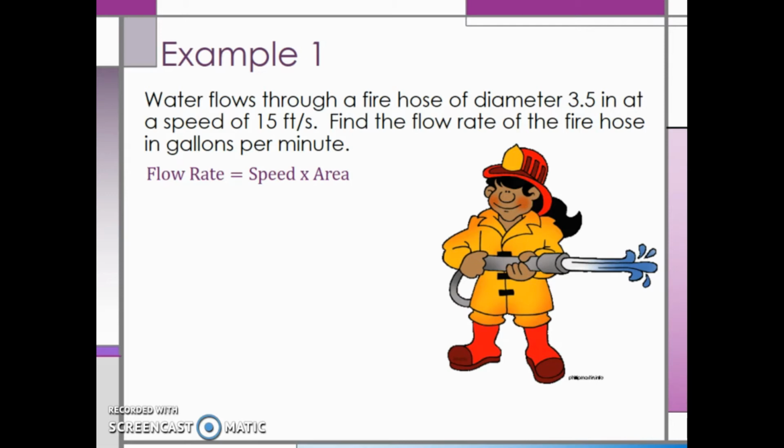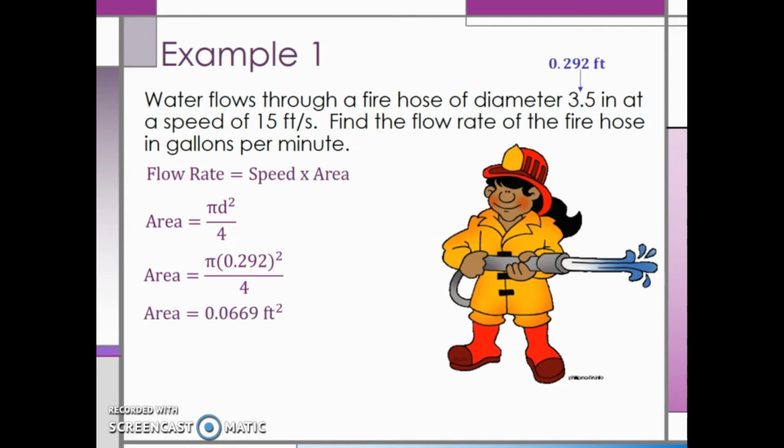3.5 inches divided by 12 is 0.292 feet. Remember, area of a circle for a hose is pi multiplied by the diameter squared divided by 4. Our diameter should be 0.292 feet, so we can substitute that in. When we calculate the area, we should get roughly 0.06699 square feet.